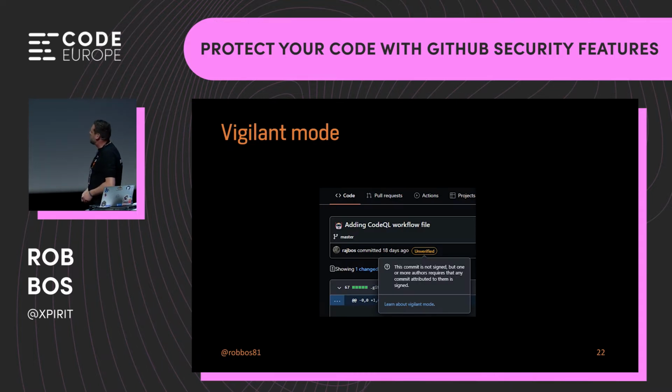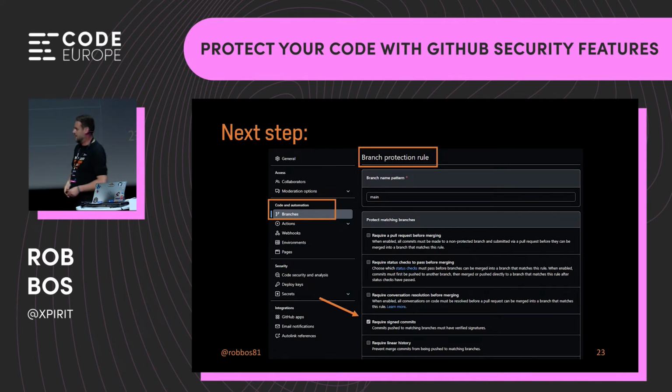And then Vigilant mode is the next step up. If it's not there, just because I said I want Vigilant mode on, it will show that in the UI and say, hey, this one hasn't been verified, and the author requests that we show that message then. So it's a big improvement regarding security.